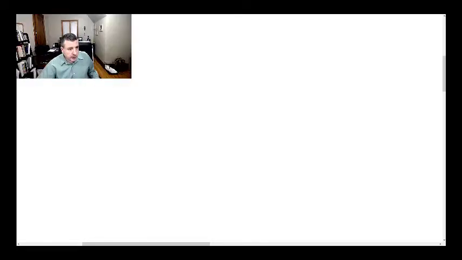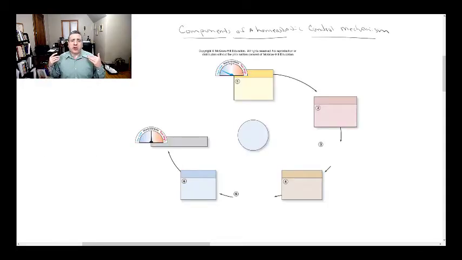So let me get this thing on. Let's look at the various components of the homeostatic mechanism, or the control. There are three primary components. There's going to be a receptor, there's going to be a control center, and then there's an effector, okay?